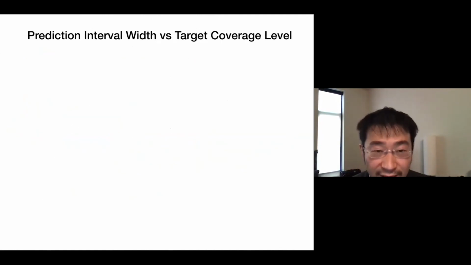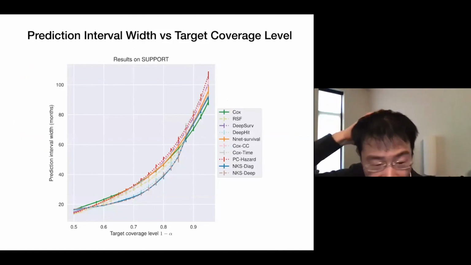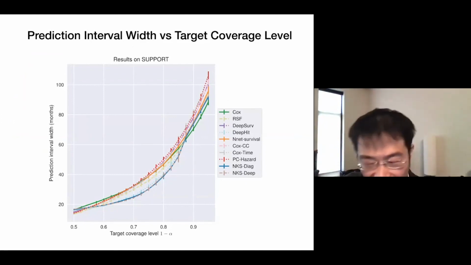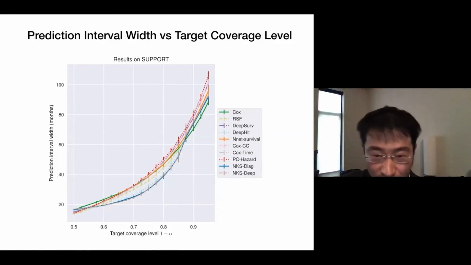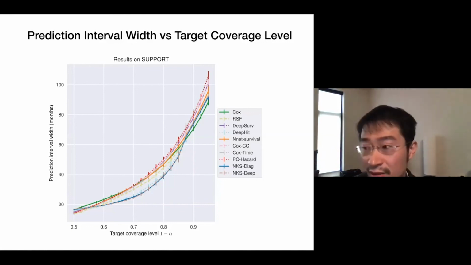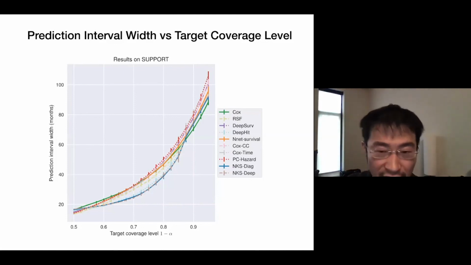And so the plots here are interesting because they look more like this. Okay. So this is for the SUPPORT data set. Along the x-axis is the target coverage I'm asking for. Okay. So you can think of these kind of like confidence intervals. So basically moving to the right, I'm demanding a higher coverage level, but it's going to mean a wider prediction interval width.